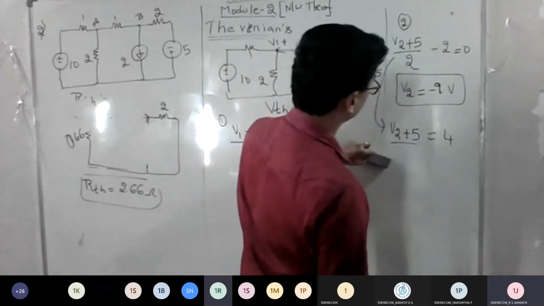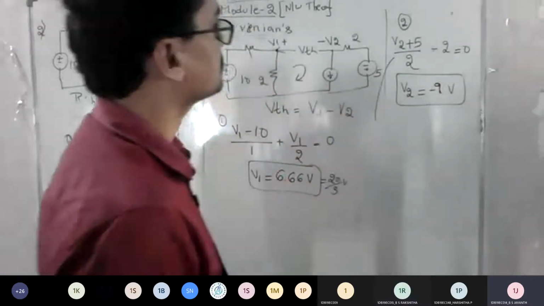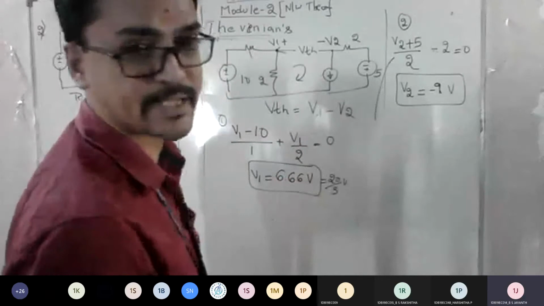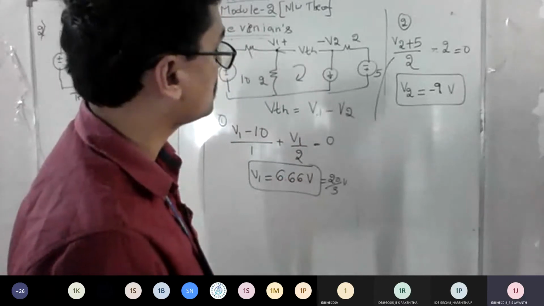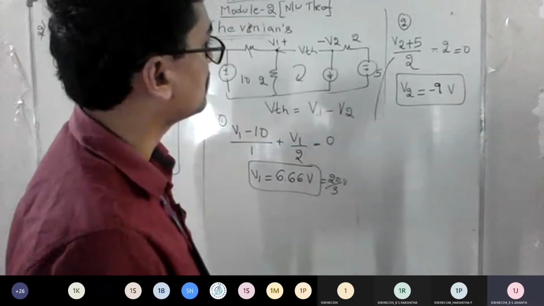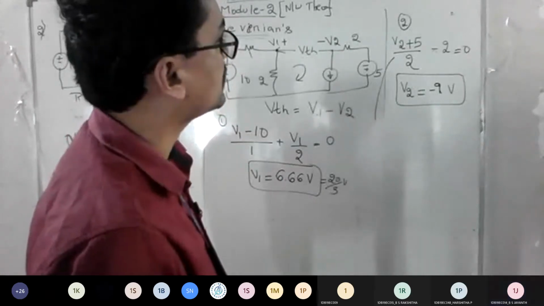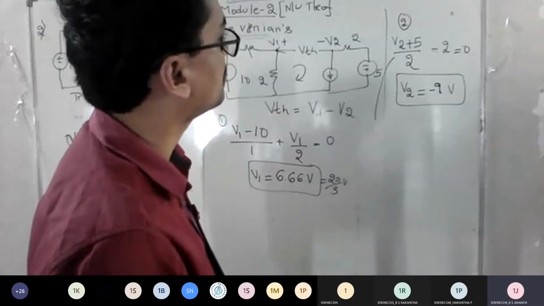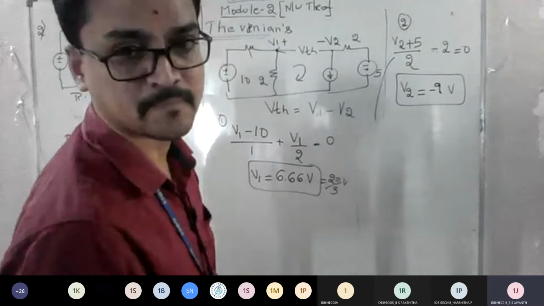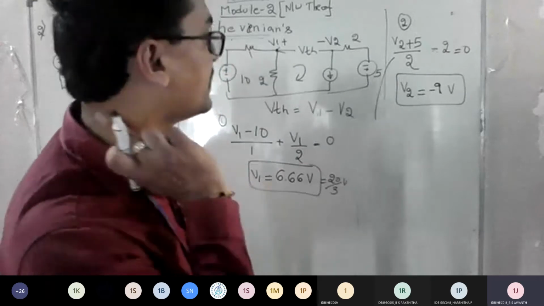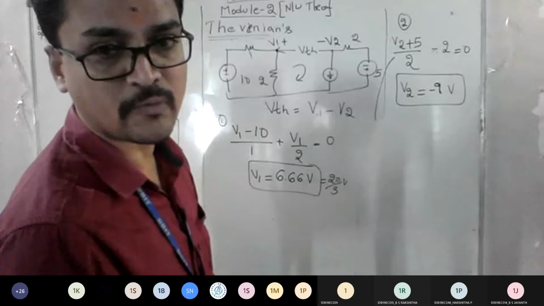Sir, minus 1. Sir, while taking the current into consideration, we equate it to voltage and current, no, sir? So we take it as equal to minus 2, sir: V2 plus 5 divided by 2 is equal to minus 2, sir. Okay, so what answer do we get? Minus 9 volts, sir. Yes, sir. Okay, fine. So now you got V1 and V2.